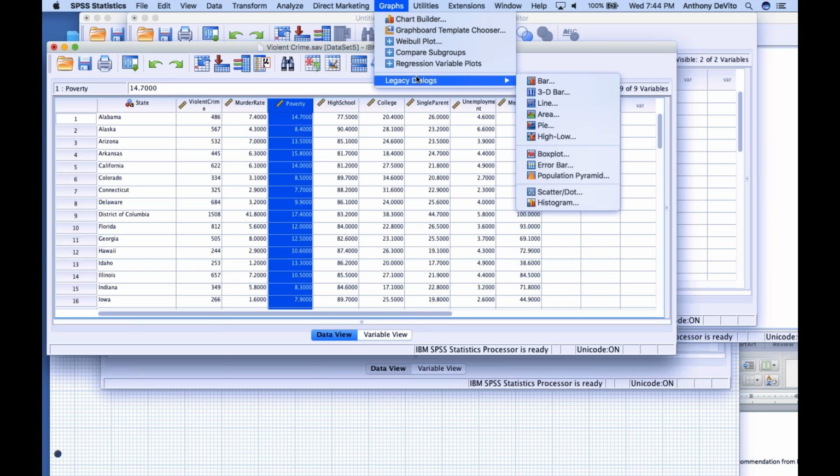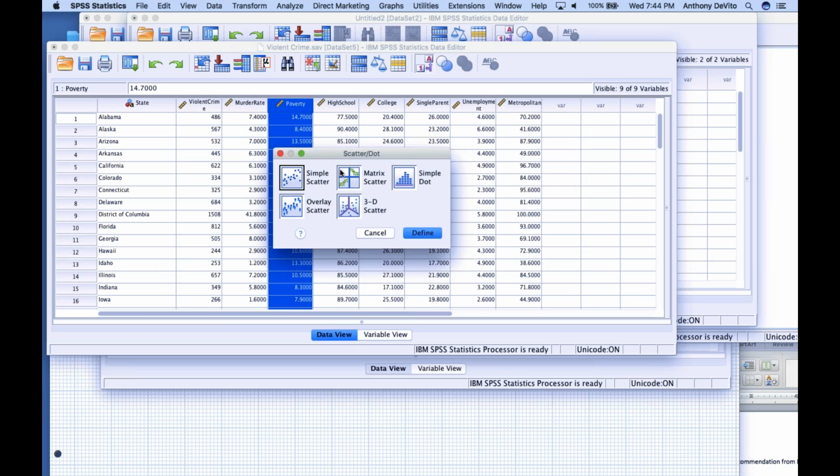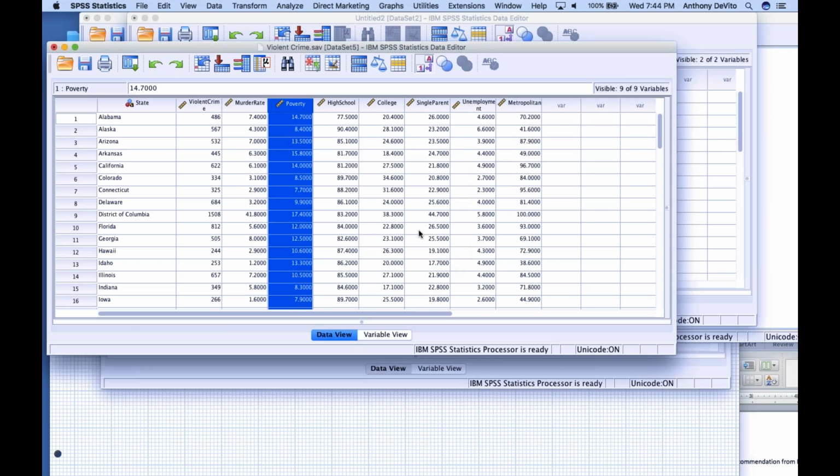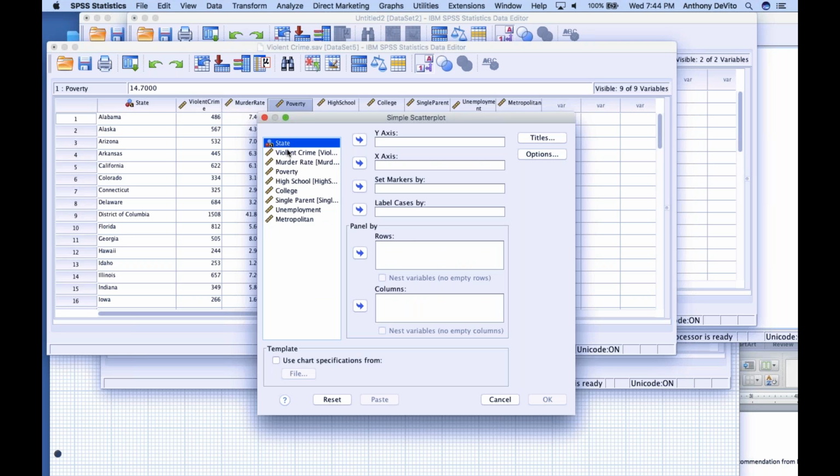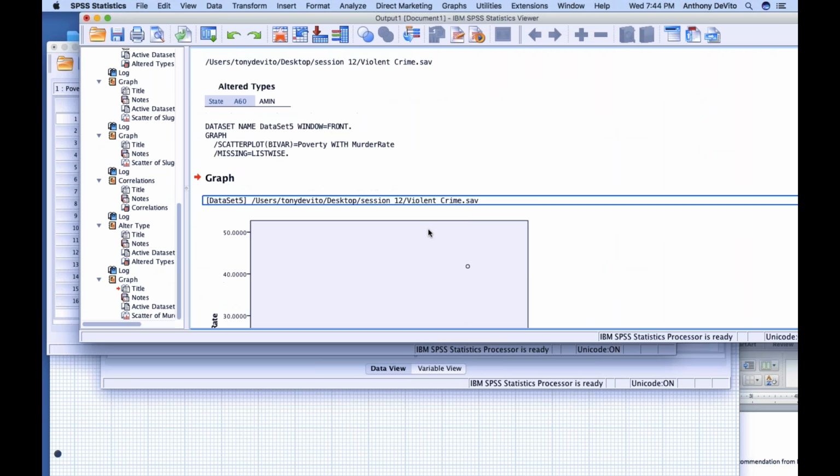Graphs, legacy dialog. I'm going to go into scatter dot, and again I'm going to pick simple scatter dot. I'm interested in what effect these various factors have on the murder rates. I'm going to move the murder rate in there, and I'm going to start with poverty. Let's move poverty into the x-axis. So let's take a look at the poverty rate and murder rate. Let's see how my graph looks.